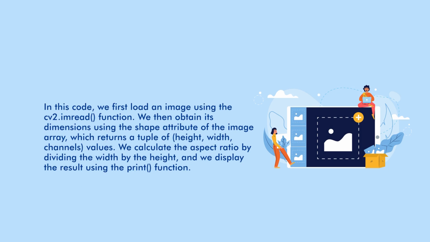So, in this code, we load the image using the cv2 imread function, then we obtain the dimensions using the shape attribute of the image array, which returns a tuple of height, width and channel values. We calculate the aspect ratio by dividing the width by the height and we display the result using the print function.